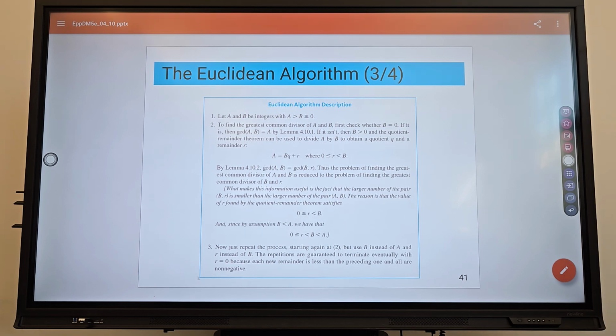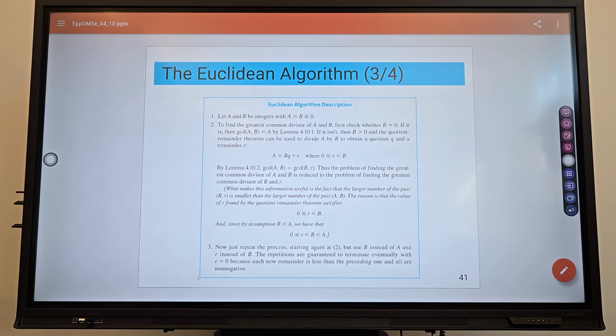Thus the problem of finding the greatest common divisor of a and b is reduced to the problem of finding the greatest common divisor of b and r, by Lemma 4.10.2. What makes this information useful is the fact that the larger number of the pair b and r is smaller than the larger number of the pair a and b.